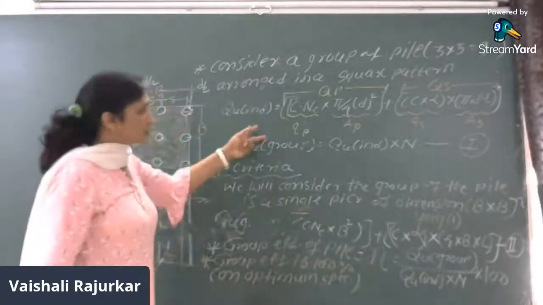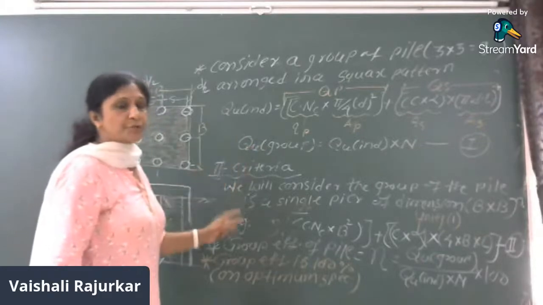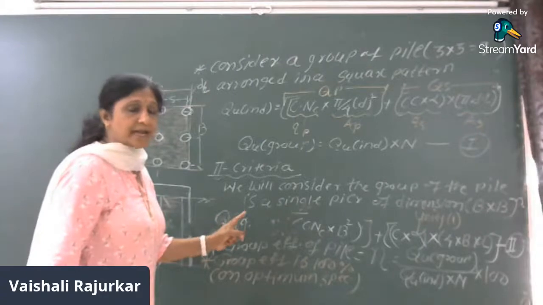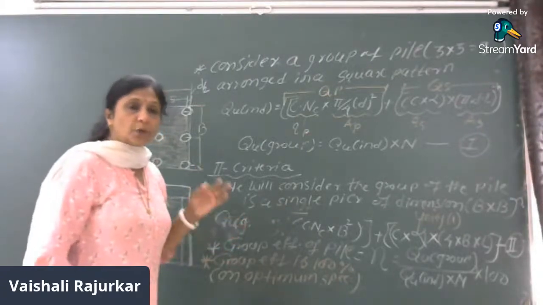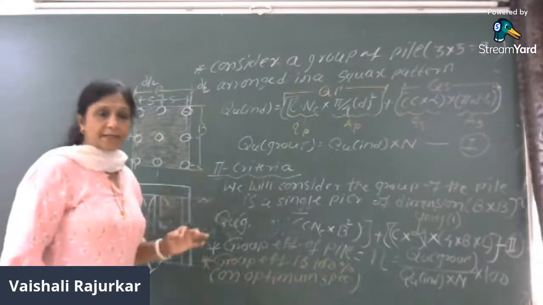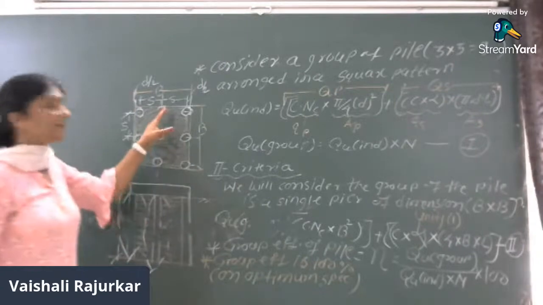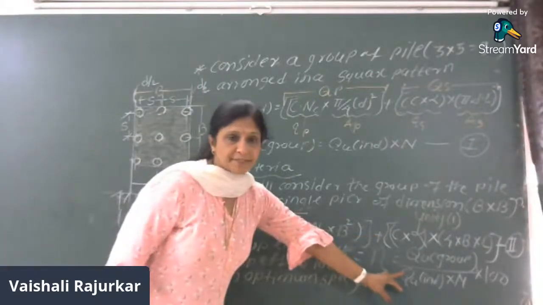Out of these two, both the values should be the same. In that case, we can say that there is an optimum spacing, where the load carrying capacity of the pile group by both the criteria is the same. In that case, we will say that the spacing is optimum, where the efficiency of the group is 100%.